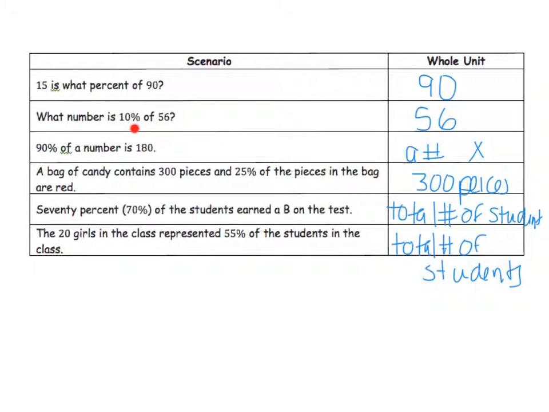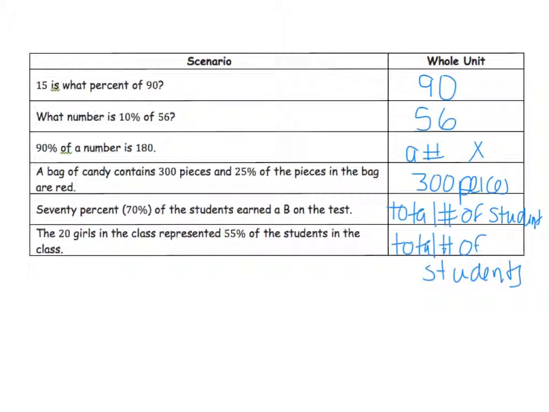What is 10% of 56? So some certain number is only 10% of 56. So 56 has to be the whole unit. 90% of some number is 180. So that means 180 is only 90% of some number. So the whole unit is an unknown number. So this is the part.